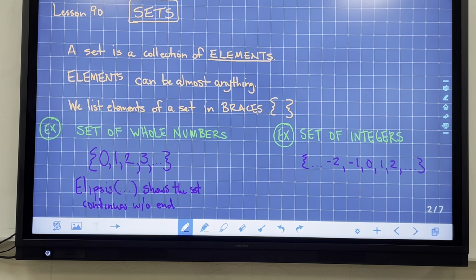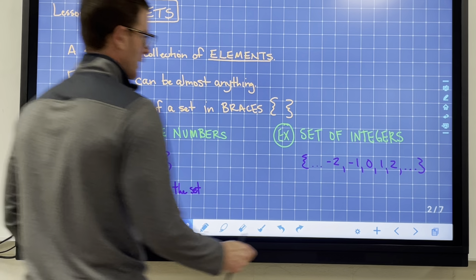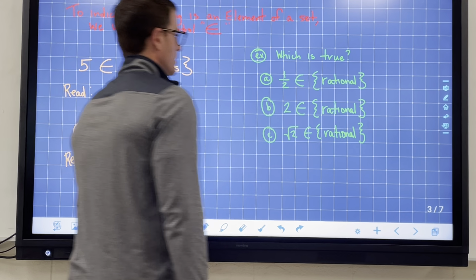So sets should be reviewed up to this point. We've covered this stuff previously. It's one of the first few lessons we've done. Moving on.